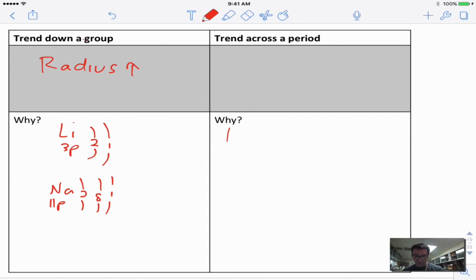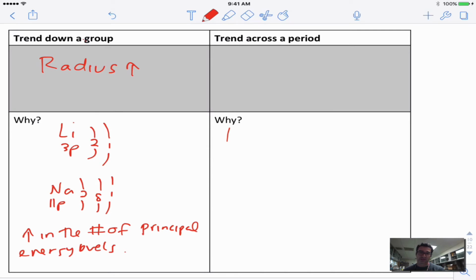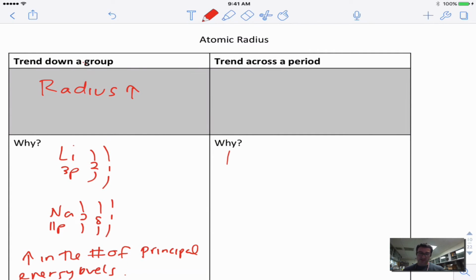So when we go down a group, they ask why. It's because you have an increase in the number of principal energy levels. As the number of principal energy levels increases, the electrons get further away from the nucleus. Sometimes they'll say the shielding increases. Remember, we talked about shielding last video, so the shielding will go up. What about across a period? And this one people might say, well, it increases too. You're adding more electrons. But it turns out that the radius actually does the opposite.